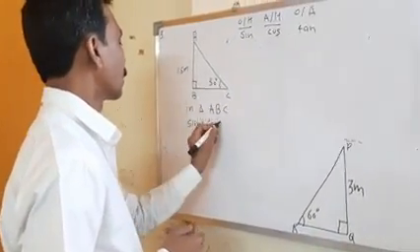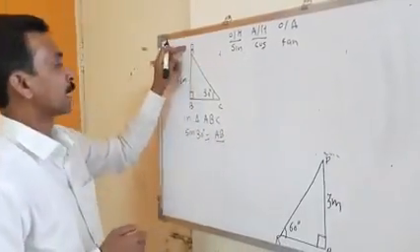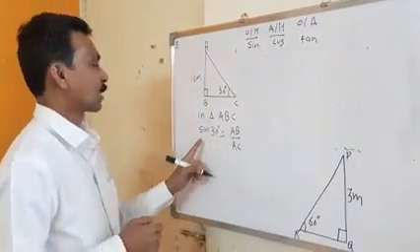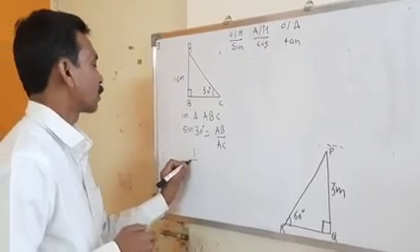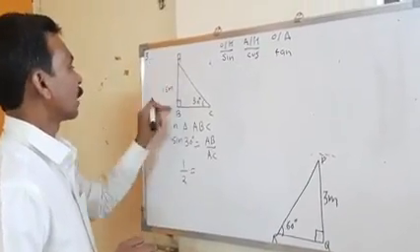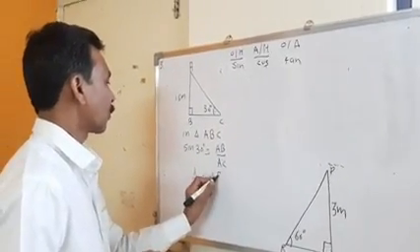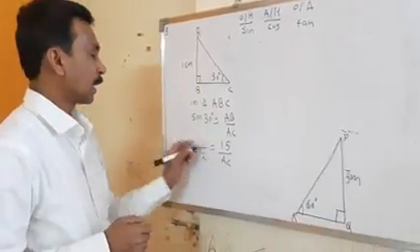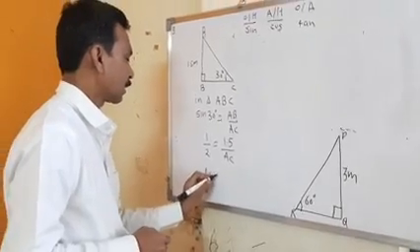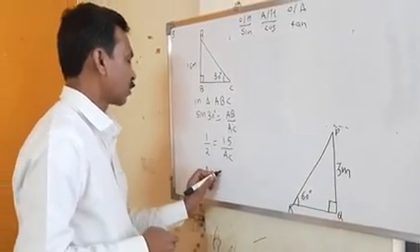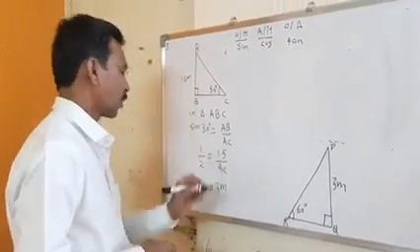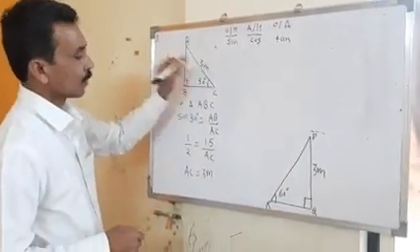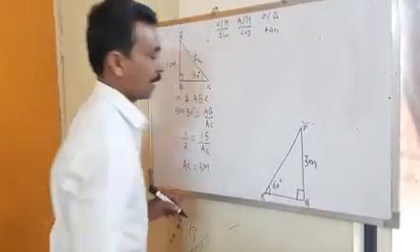Sine 30 is equal to opposite, opposite is AB, upon hypotenuse is AC. What is the value of sine 30? 1 upon 2. 1 upon 2 is equal to AB, AB is 1.5 meter, upon AC. Do cross multiplication. AC is equal to 1.5 into 2, which is 3 meter. So the length of slide in the first case is how much? 3 meter. Second triangle I will solve now.